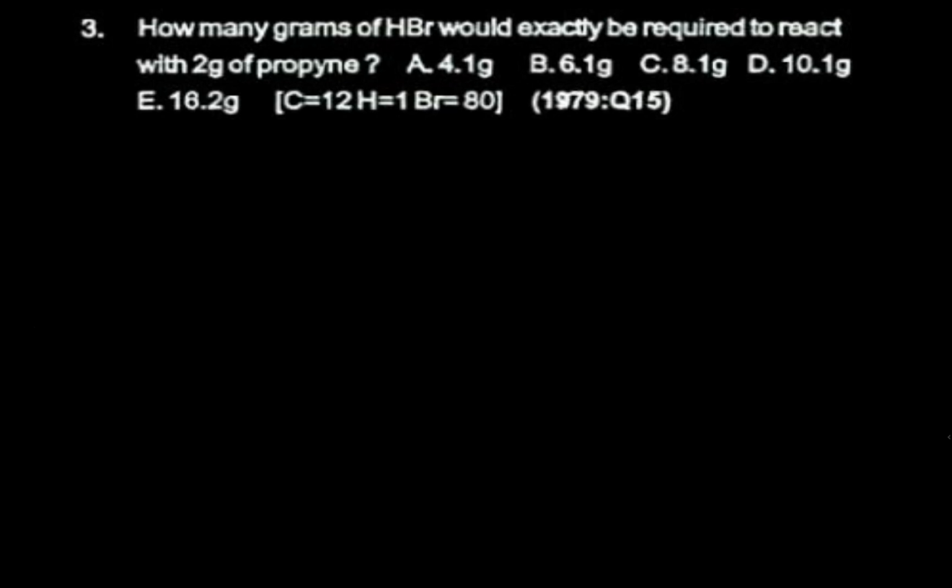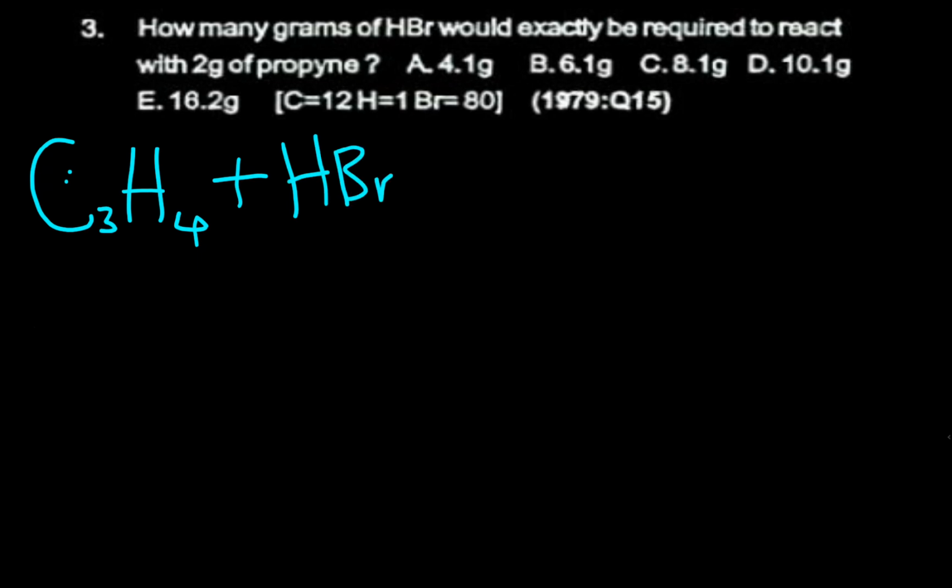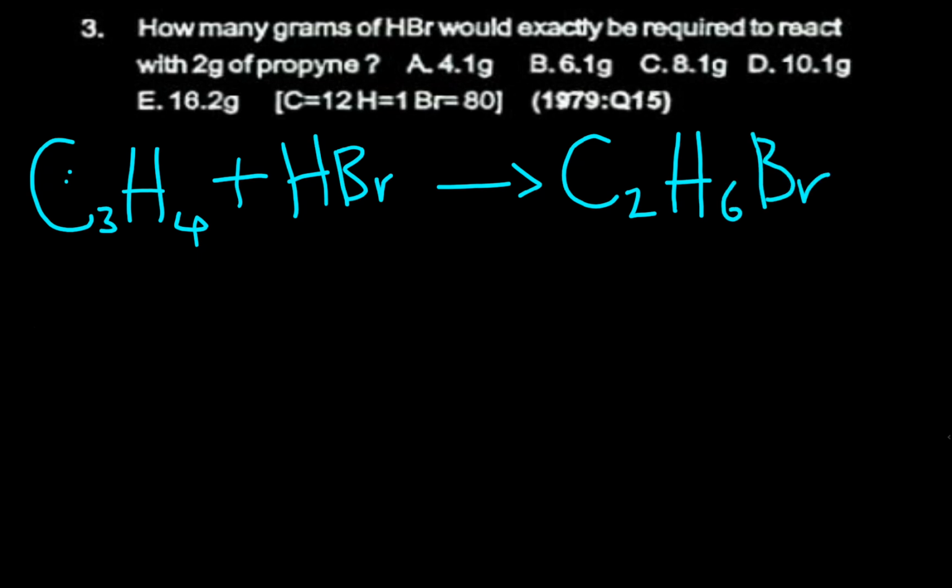The first thing to do is to balance the chemical equation. Please do not forget that propyne is C3H4, and if we react it with hydrogen bromide, HBr, we would get C3H6Br2. And now note this equation is not balanced.